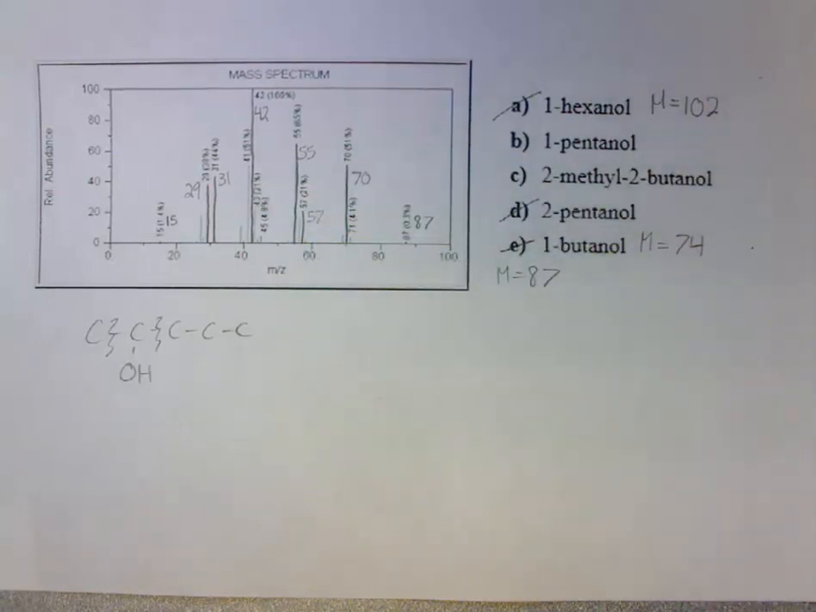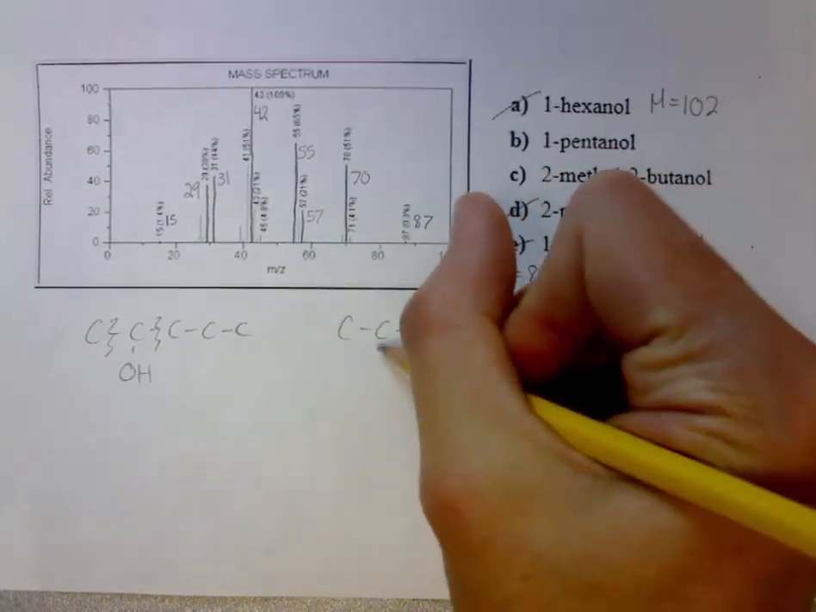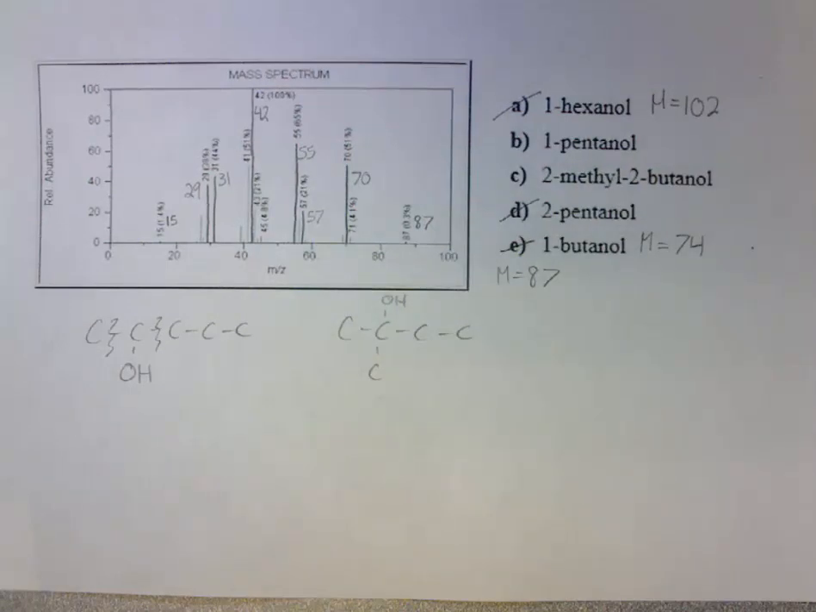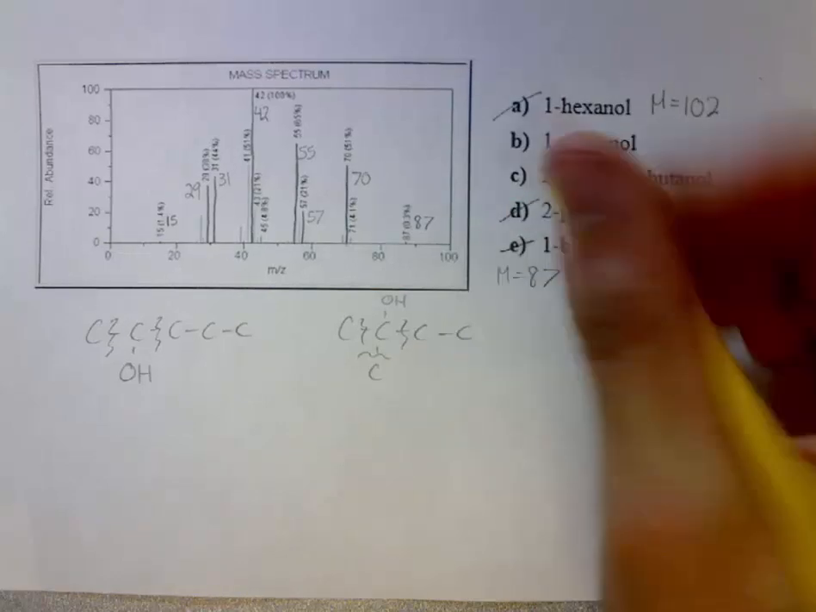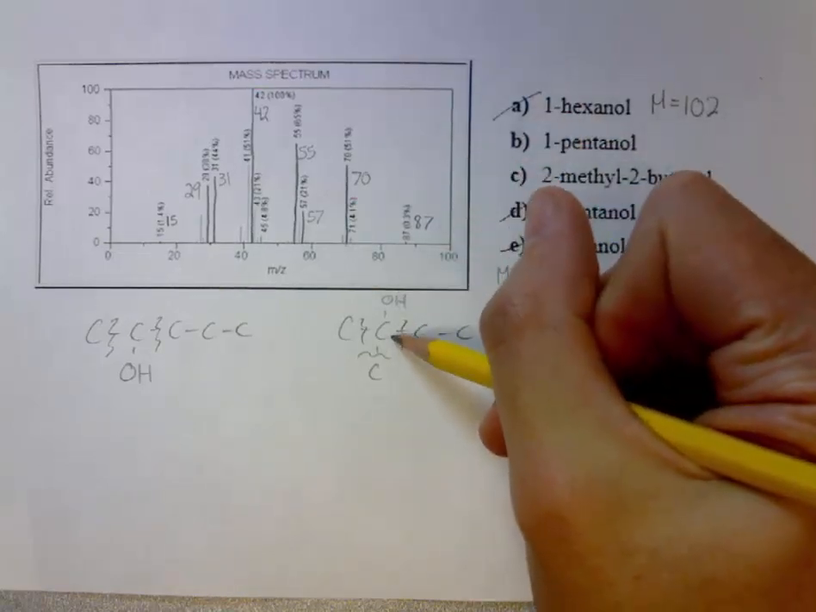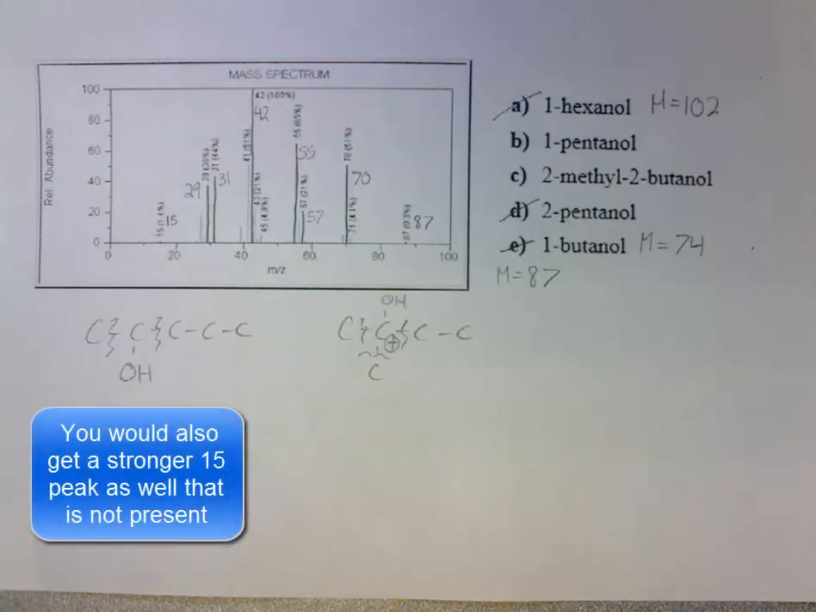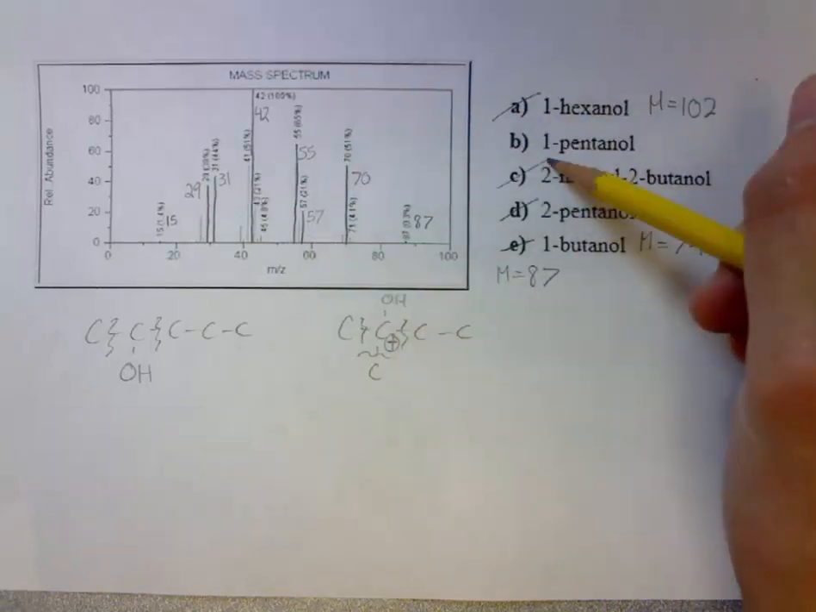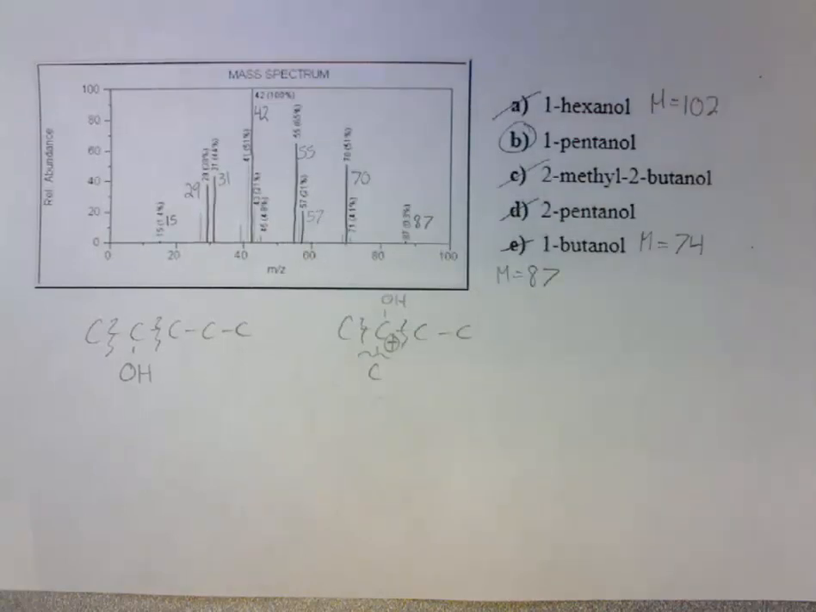For C, we would have alpha cleavage again. This would form a larger peak at 59. That is not present. So that will not be the correct answer. Therefore, B is the correct answer.